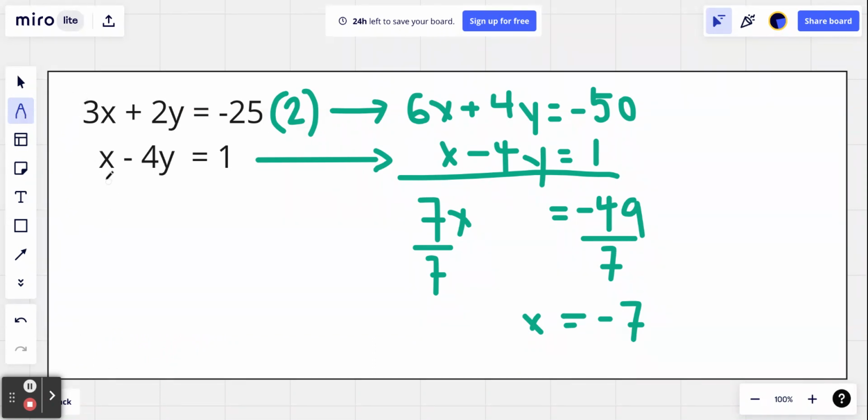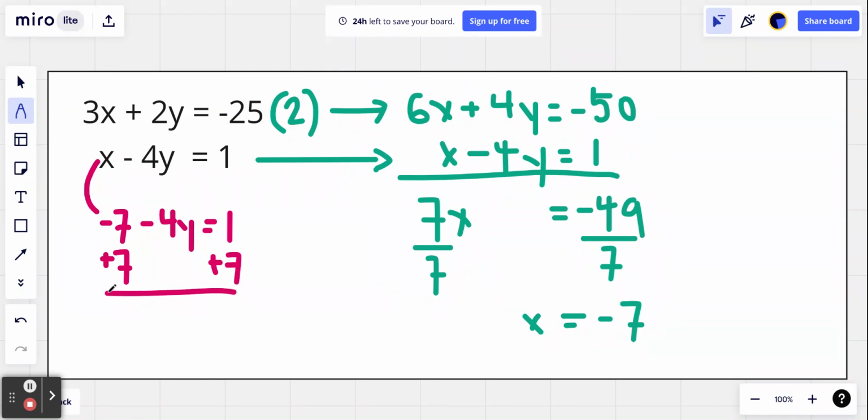So I'm just rewriting this equation right here, but instead of x, I'm going to put negative 7 minus 4y. I have not solved for y yet. That's what we're doing right now, equals 1. So my negative 7, I'm going to add 7 to both sides here. So I get negative 4y still. And then 1 plus 7 is 8.